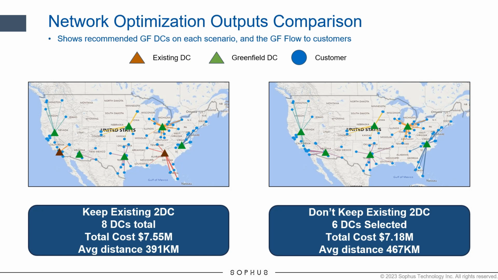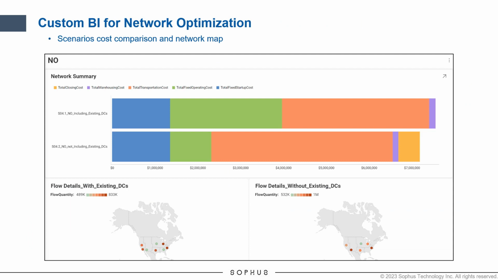This means an increase of startup cost and closing costs, but there are large savings from the cheaper operating costs due to the better locations. The second scenario has $370,000 less cost than the first one because of closing the existing DCs.